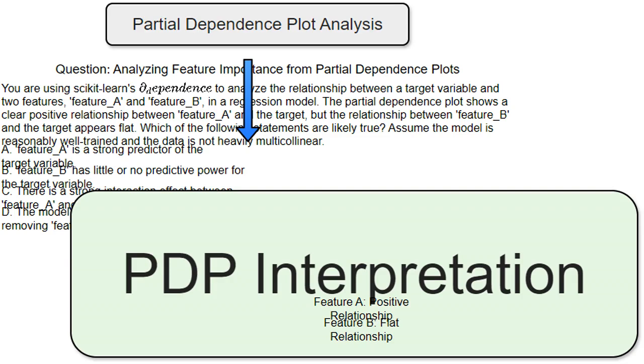A partial dependence plot, PDP, shows how much a feature influences the target variable on average. A positive slope means a positive relationship. Higher feature values usually mean higher target values. A flat line means there's no significant relationship. I'll use this information to figure out the answer.